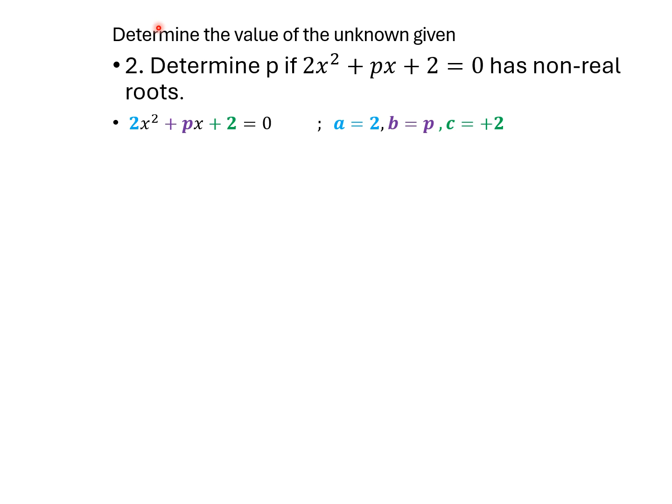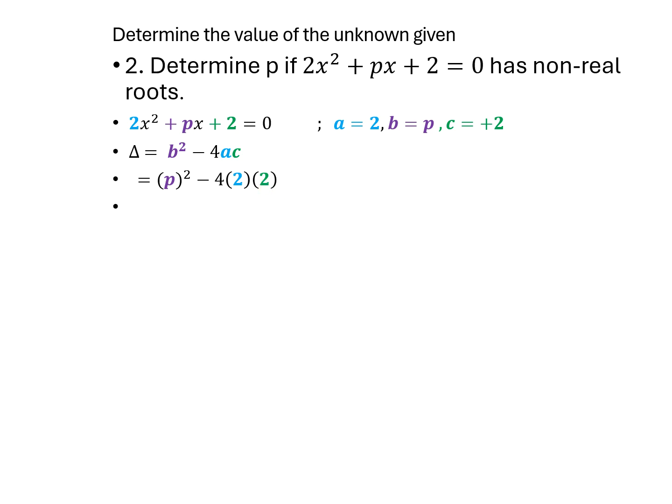Now determine the values of the unknown given. Determine p if 2x squared plus px plus 2 equals 0 has non-real roots. I assume you remember that for non-real roots, the discriminant is less than 0. So in the equation, a equals 2, b equals p, and c equals 2. Now substitute into the discriminant, b squared minus 4ac, which becomes p squared minus 4 times 2 times 2, gives me negative 16.